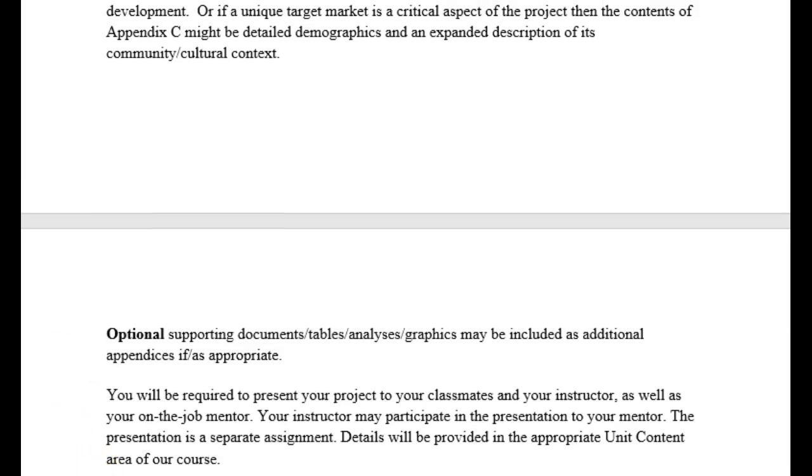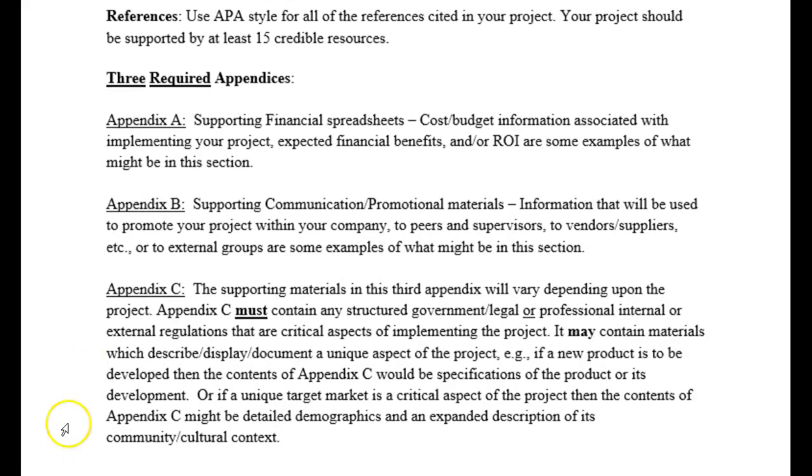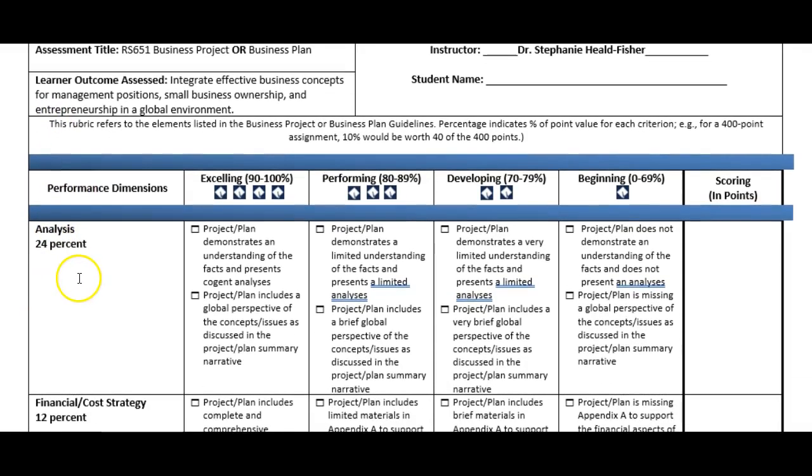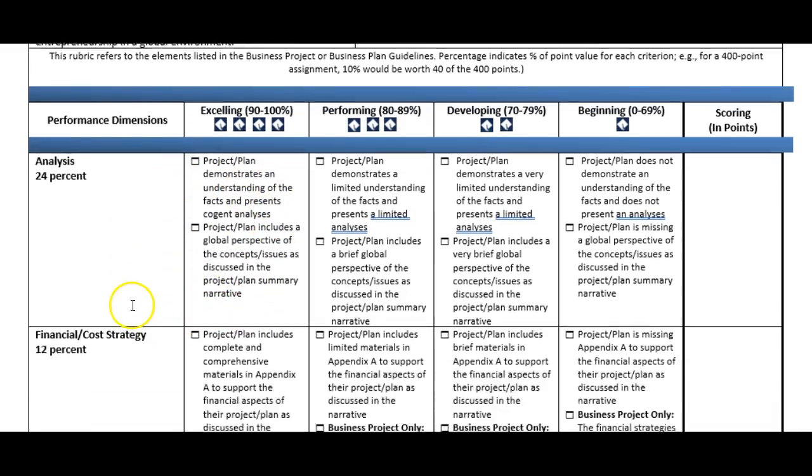I recommend that once you feel you have finalized your paper, that you go and you look at the instructions to make sure you have all of these components. And I also recommend going to the rubric. So here we are at the rubric. So you're going to want to make sure that you have demonstrated an understanding of the facts, you present a cogent analysis, you have an overarching perspective of the concepts and the issues. So this is where you really want to make sure that you're showing your analytical skills.